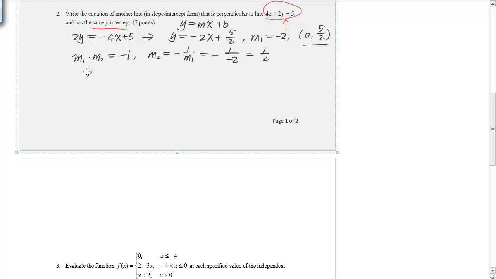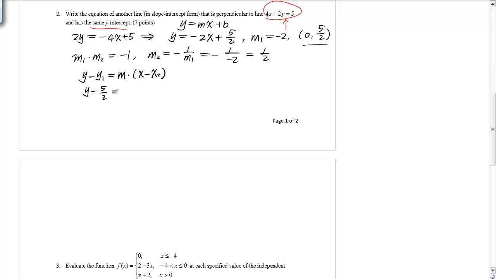So y minus y1 equals m times (x minus x1). Plug that in. So y minus 5/2 equals 1/2 times (x minus 0), which simply equals 1/2 x. Therefore, y equals 1/2 x plus 5/2.